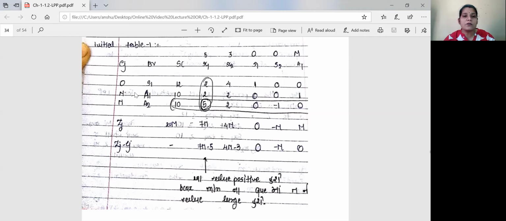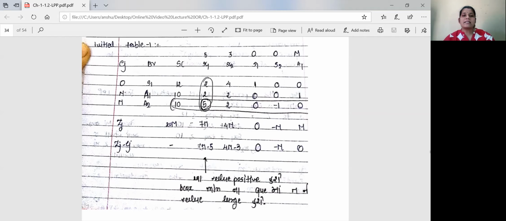Again 4 into 0 plus 2 into M plus 5 into M. That means 7M. Again 4 into 0 plus 2 into M plus 2 into M. That means 4M. 1 into 0, M into 0, M into 0. Adding all of them, we get 0. Again 0 into 0, sorry, 0 into M minus 1 into M. Then we get minus M. Next one is 0 into 0, 1 into M, 0 into M. Then we get plus M.